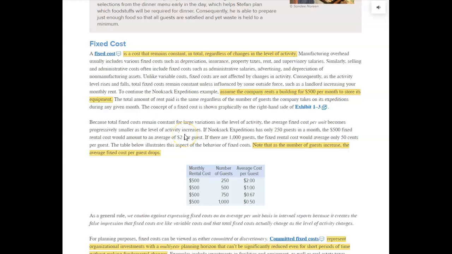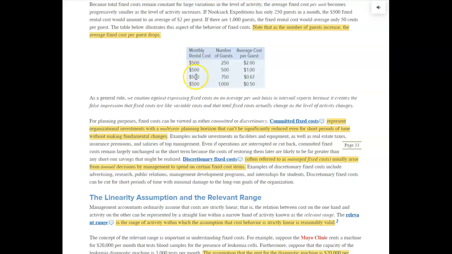Now, a fixed cost is just the opposite. Just talked about that. Remains constant. It's opposite from the variable cost. So regardless of the changes in level of activity, a fixed cost in total remains constant. So if you go back to that building rental, again, it doesn't matter how many guests you have, the total cost is still $500. But if you divide 500 by 1,000, if you end up having 1,000 guests, then this $500 cost spread over 1,000 guests is only 50 cents per guest. Whereas if you have 250 guests, spread 500 over that, it's $2 per guest.